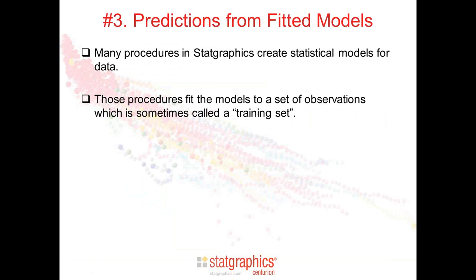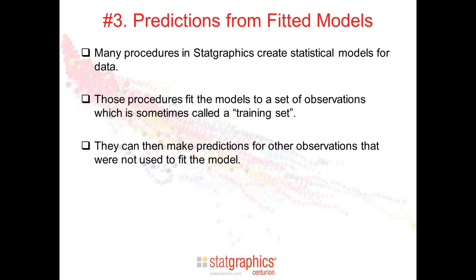The procedures fit models to the observations that are provided. Those observations are sometimes called a training set. They're used to train the model, fit the model, however you want to phrase it, with the intention of using those fitted models to then make predictions for other observations that were not used to fit the model, either because you withheld them to do verification, or perhaps you simply don't have data for other combinations of your predictors.